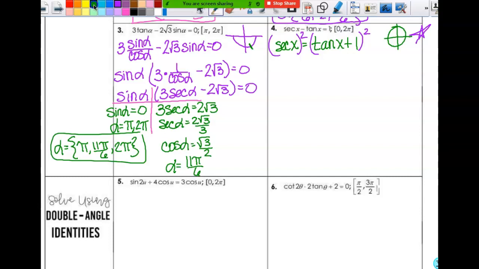So when I square this, I'm going to get secant squared x on the left side. On the right side, I do not get tangent squared plus 1. I get tangent squared x plus 2 tangent x plus 1.